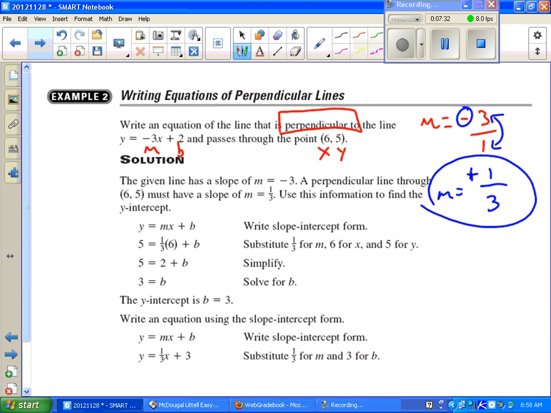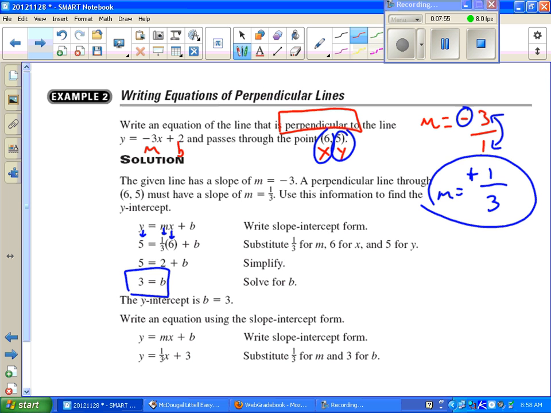Plug that in along with your x and your y value in order to find what your b is. Y's value is here, it's 5. M's value we just found is 1/3. X value is here. It's 6. So all of those are plugged in. 1/3 of 6 is 2. So 5 equals 2 plus b. Subtract 2 on both sides, and b's value now is 3.